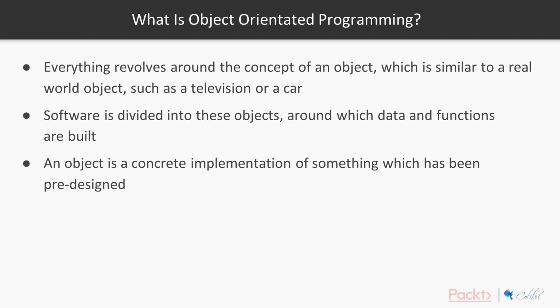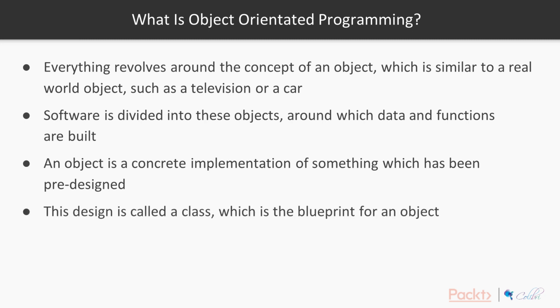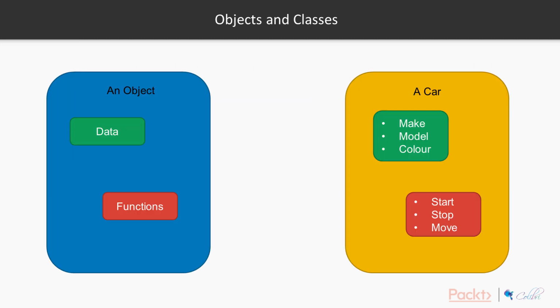And it's the same with a television. A company like Samsung, for example, sells hundreds of thousands of the same television. Once you get that home, you customize that television, but they're all from the same design. So the design for an object is called a class, and the actual instance of that object is an object. Think of it a little bit like this.